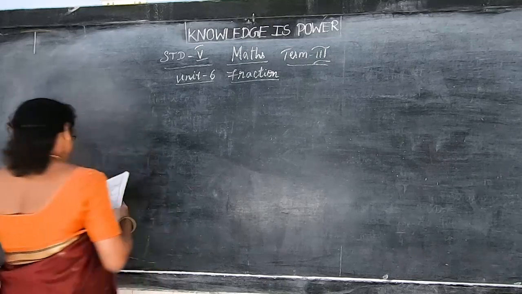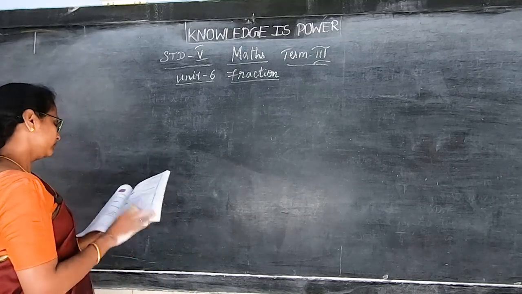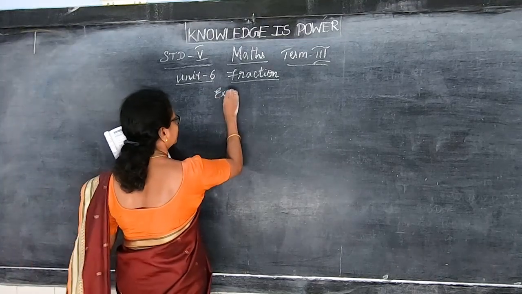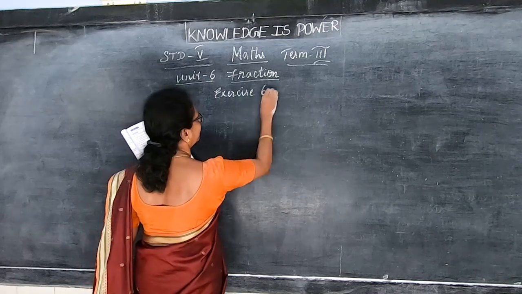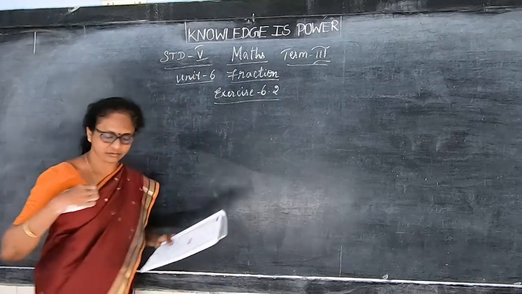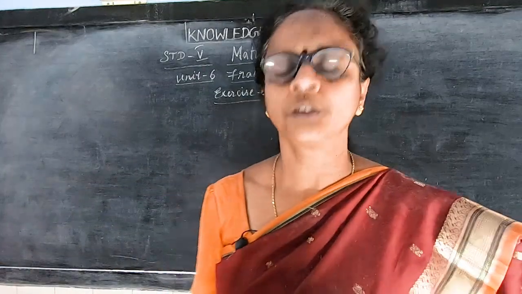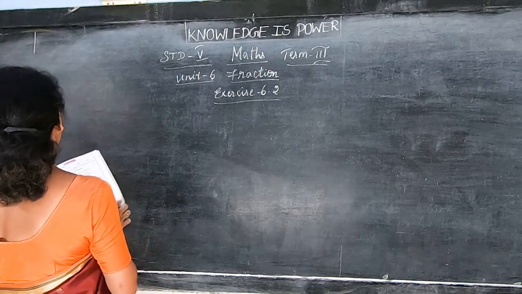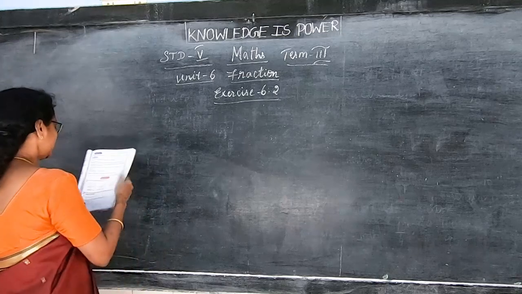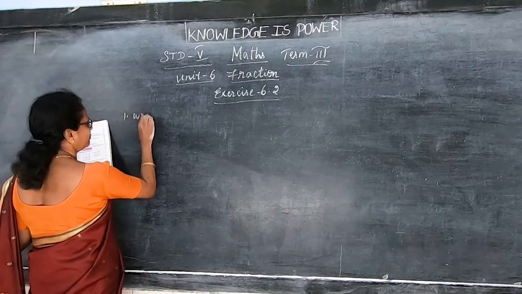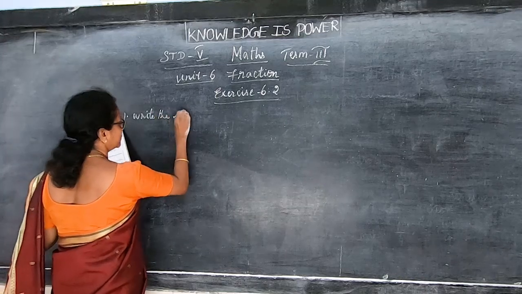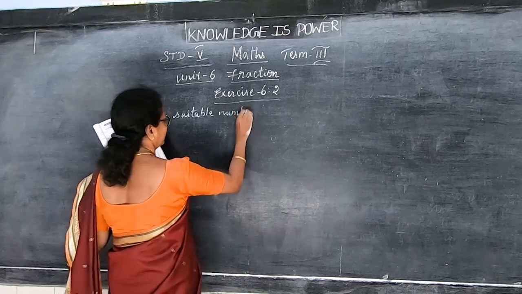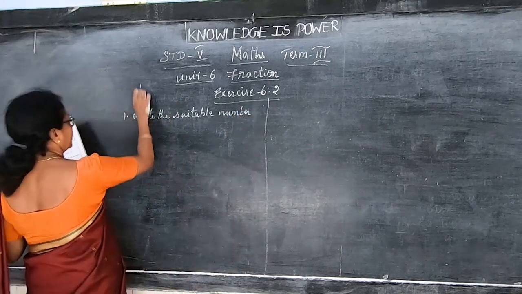Now we'll move on to exercise 6.2. Exercise 6.2, okay. In 6.2, write the suitable number in the box. Page number 53.